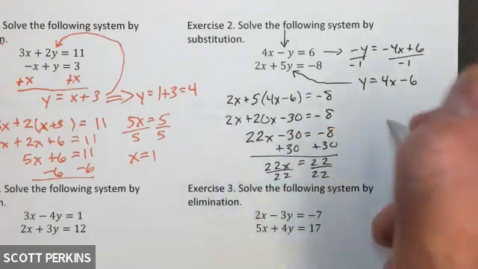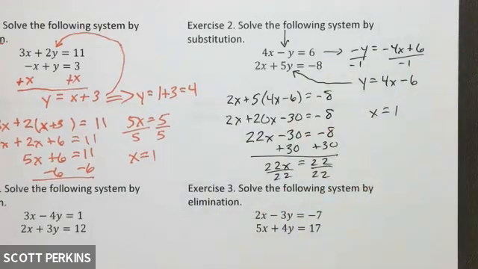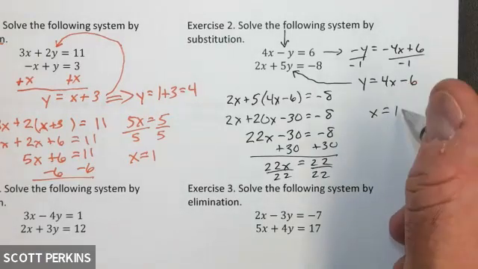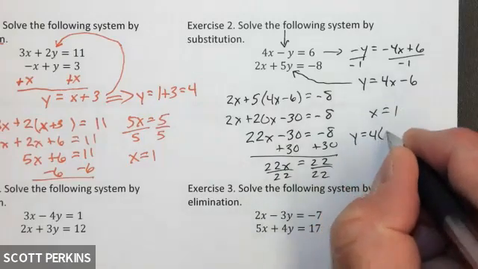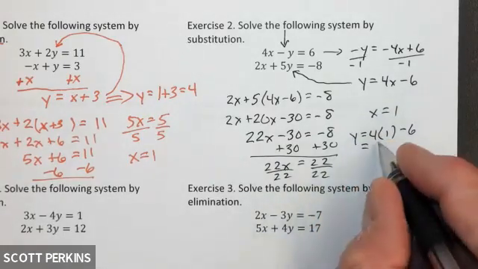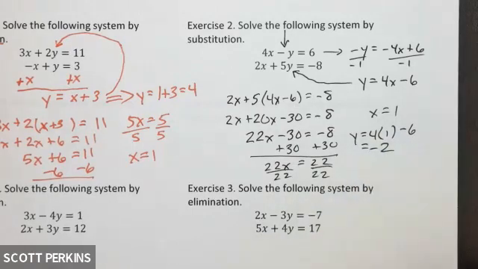Divide by the 22, and we get x is 1. Perfect. Same value as the last time. That's coincidence, just because I'm not super creative all the time. And so then I'm going to plug in that x equal to 1 into this equation for y. So I get y is equal to 4 times 1 minus 6. 4 times 1 is 4, minus 6 is negative 2.